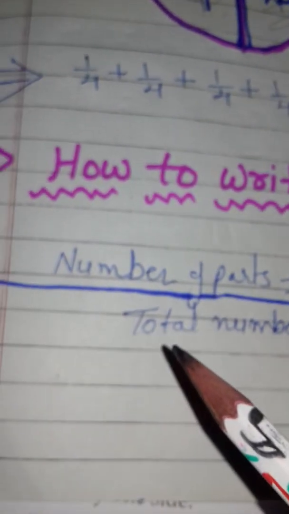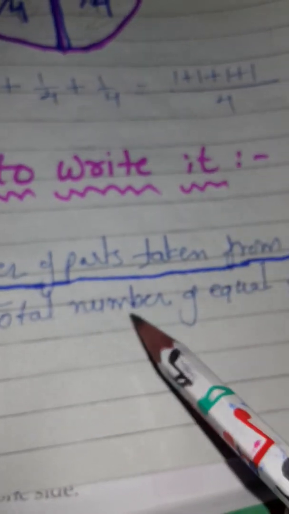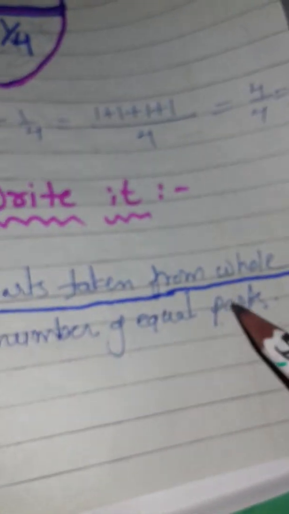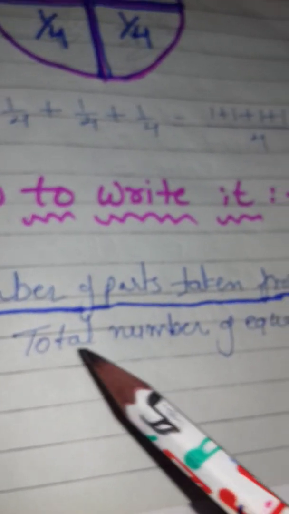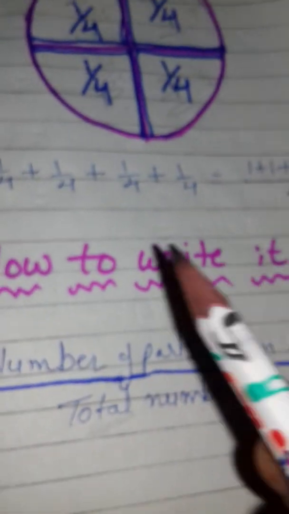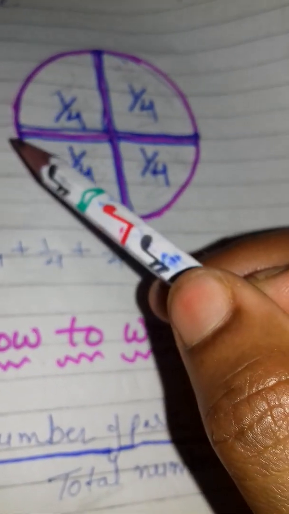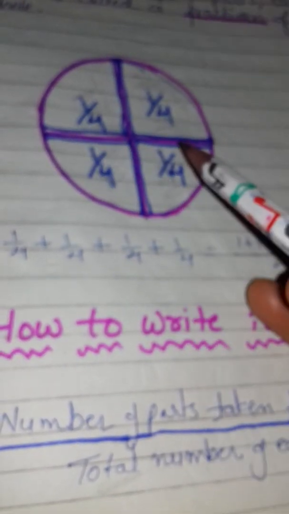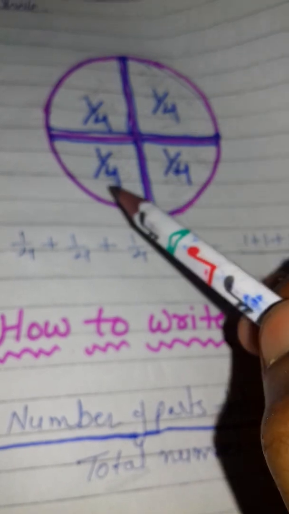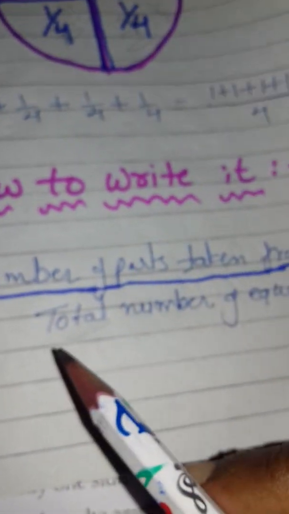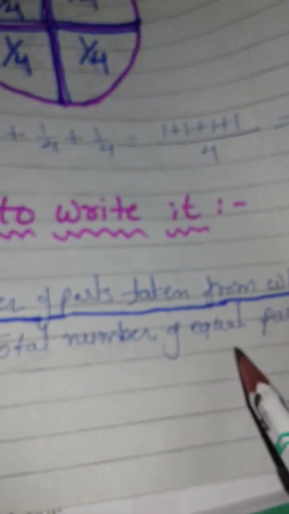And what do we write at the bottom? The total number of equal parts, meaning what the whole thing is and how many parts there are in total. Like if this circle is divided into 4 parts, each part is separate, but the total number of parts here is 4: 1, 2, 3, 4. So at the bottom we write the total number of equal parts.